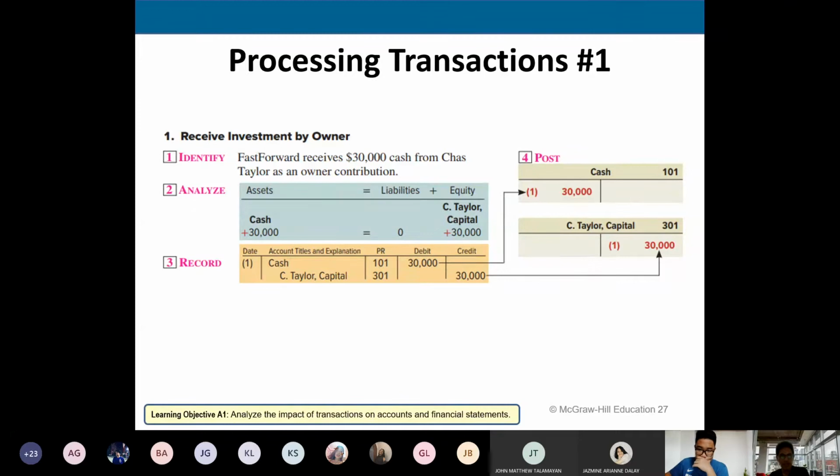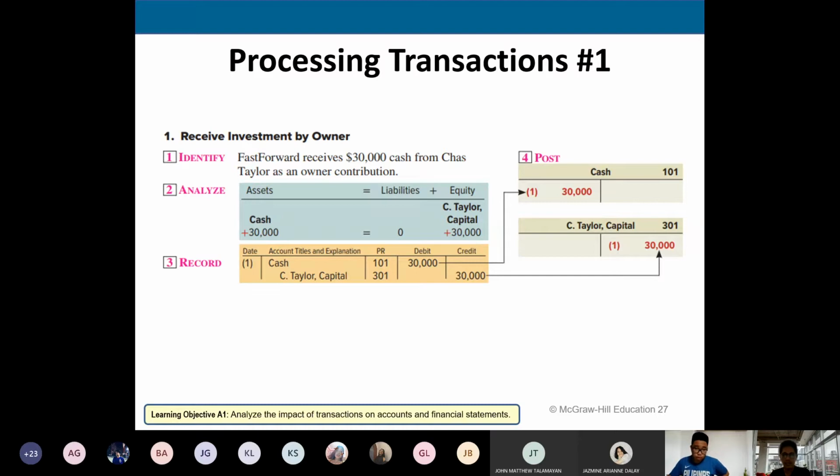Kung meron, yes, you have to record the transaction in its respective journal. Tama ba? So for this, naka-receive ka ng cash, maapektuhan talaga ang general accounting equation natin. Okay? So, anong entry natin?